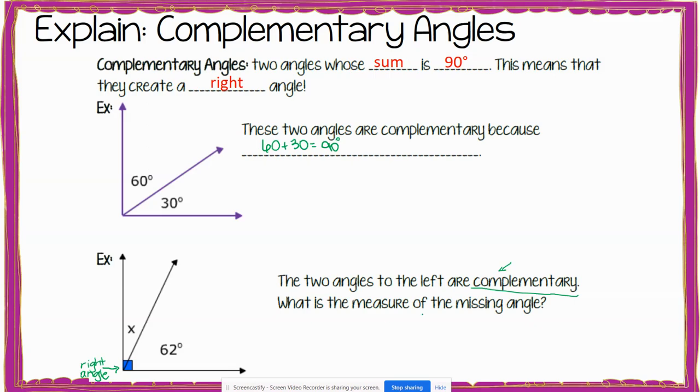So if we want to find the measure of the missing angle, since I know that this is x and this is 62, but together they equal 90 degrees, I can subtract 90 minus 62 to find out what x equals. When I do 90 minus 62, I get 28. So the missing angle measure here is 28 degrees.